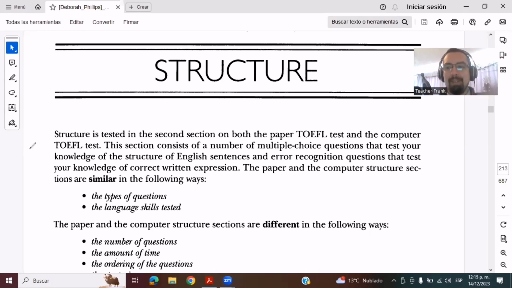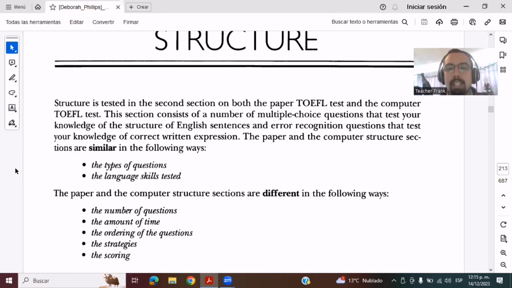Hello, everybody. Welcome back. Now we're going to be looking at the structure part of the TOEFL test. So the structure part basically means grammar. You're going to be tested on your grammar knowledge, right? What you know, and if you know when something is incorrect.